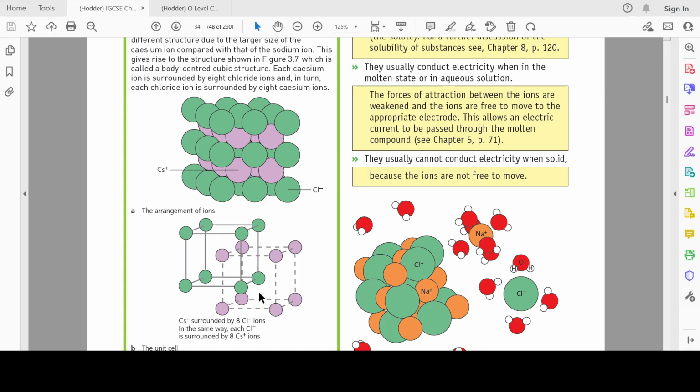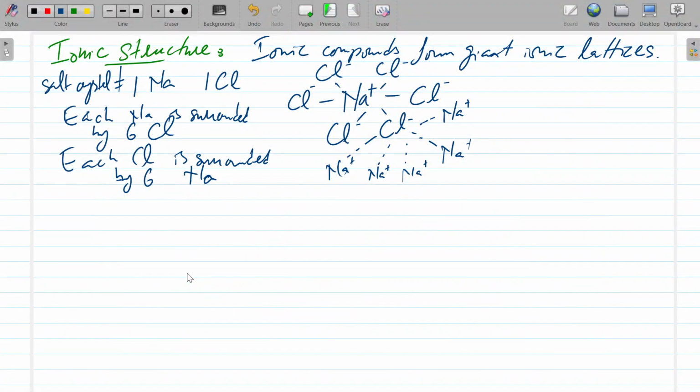The point is that these structures get massive. And the reason for them being so big is the way the ions are arranged. Again, this is not to be confused with the bonding itself.